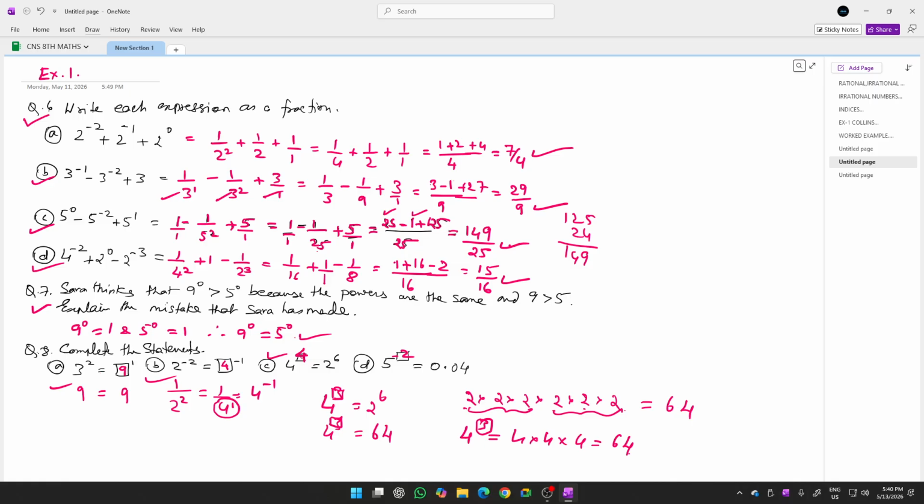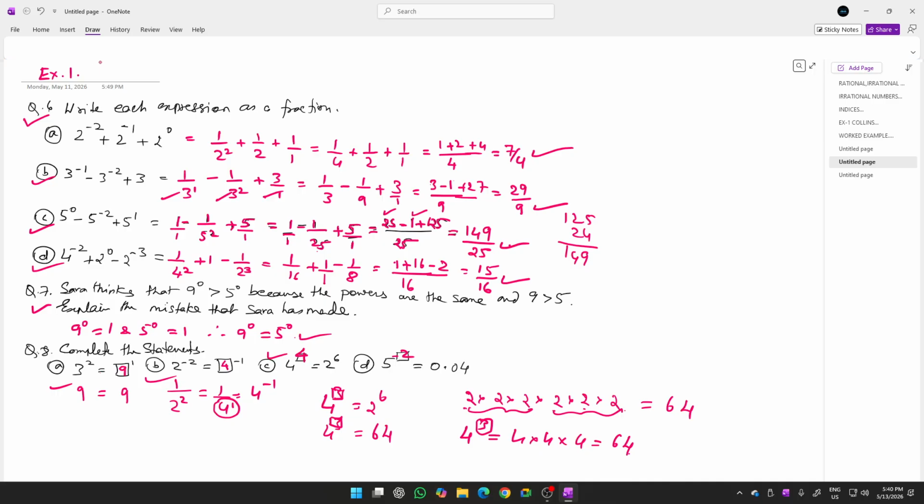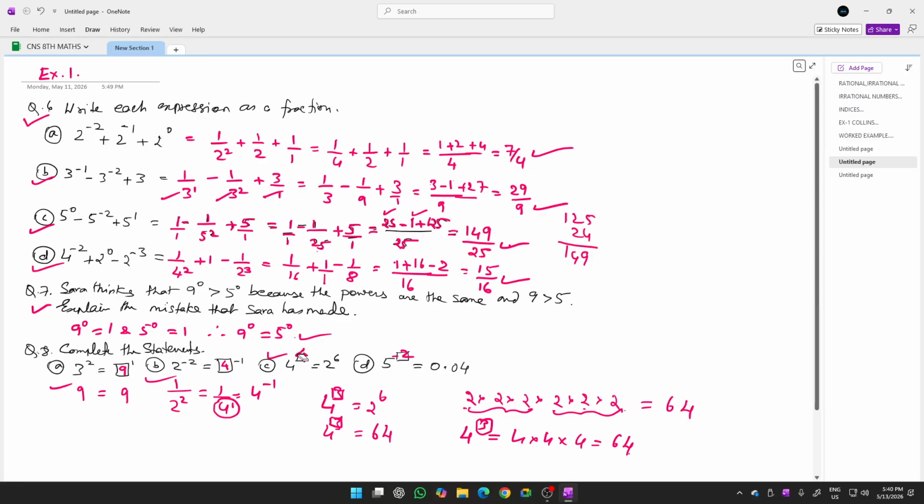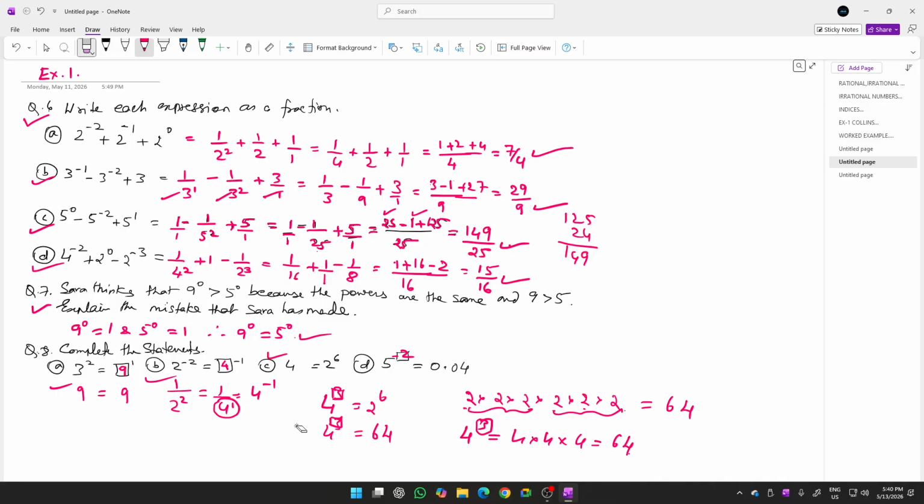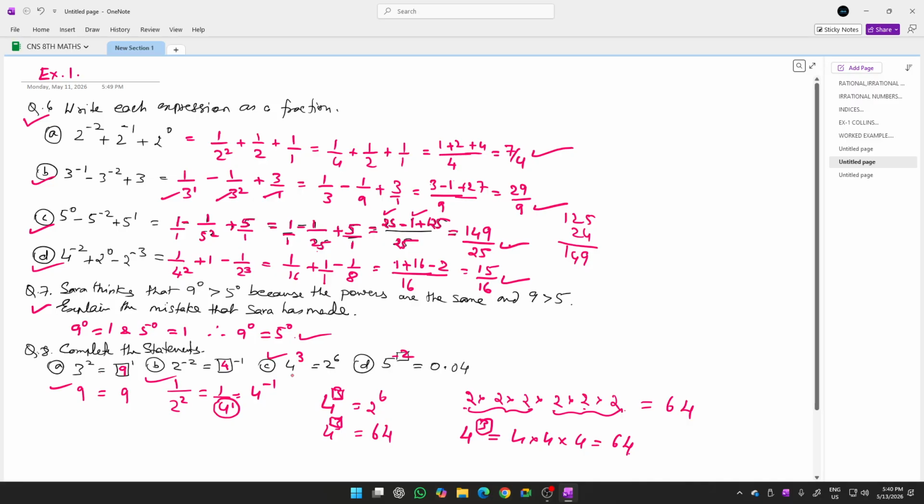Here by mistake I have written the answer as 4, so let me do that correction. It will be not 4 but 3. It will be 4 raised to 3. This is the right answer.